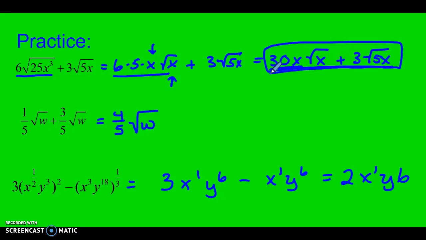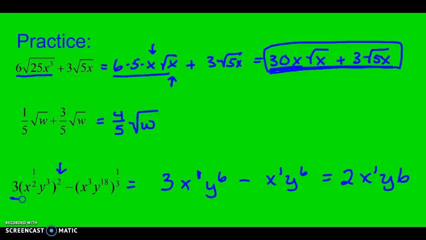And the last problem down here, notice that this square that's outside the parentheses only goes with what's in the parentheses. It does not go with the 3. The 3 is outside the parentheses. So when I raise a power to a power, I have to multiply the exponents. When I take 1/2 times 2, I get 1, which we see over here on the right. 3 times 2 is 6, which we also see over here on the right.